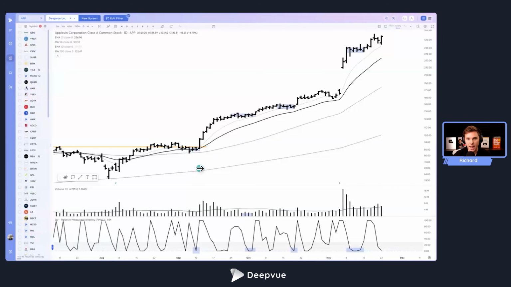And then, the second half of the equation, which we'll be talking more about in future webinars, is managing a winner like this. So, stay tuned for that. But today we're really focused on identifying and finding VCP patterns and actually trading this breakout.